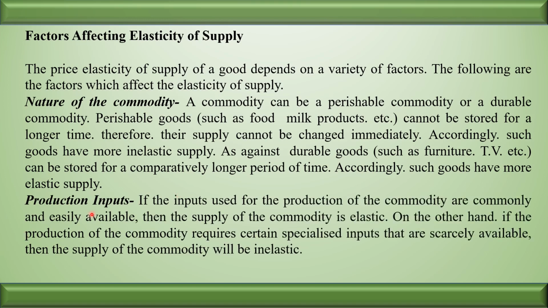Let us see the production inputs. If the inputs used for the production of a commodity are commonly and easily available, it means that the supply can be increased or decreased easily. So the supply is elastic. But on the other hand, if the commodity's inputs are not easily available, it means we have to maintain the stock. In such a case, the supply cannot be increased immediately. So the supply in that case is inelastic.